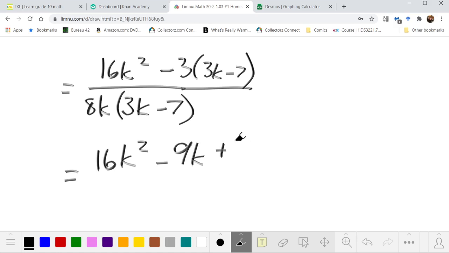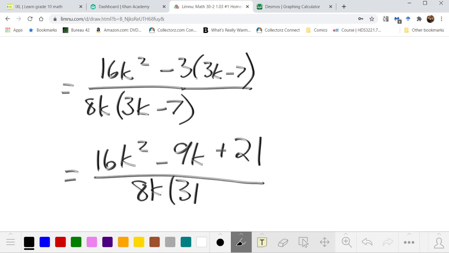minus 9k plus 21. Now we can't have any factors of 8k here because not only are two of these coefficients odd and not divisible by 8 or 4 or 2, we have a constant term that doesn't have a k, so there'll be no cancellations there. And if 3k minus 7 was going to cancel, it wouldn't just cancel with this term. It would also have to be a factor of 16k squared, which it's not, because that is a monomial. This is a binomial. So we will get no further cancellations or simplifications here.